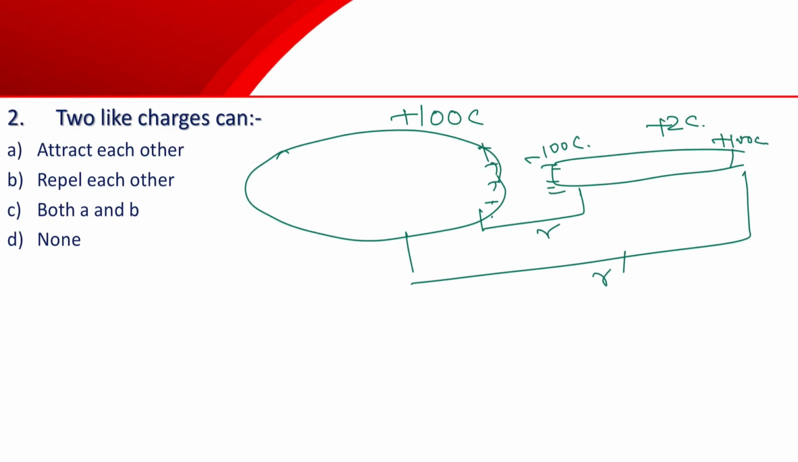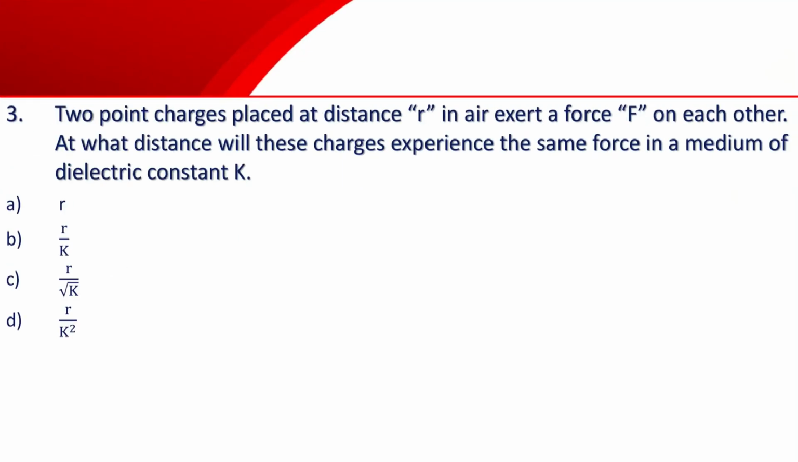So what happened in NEET, attraction will take place between these two, and finally these two will attract also. So the correct option will be C, option C.